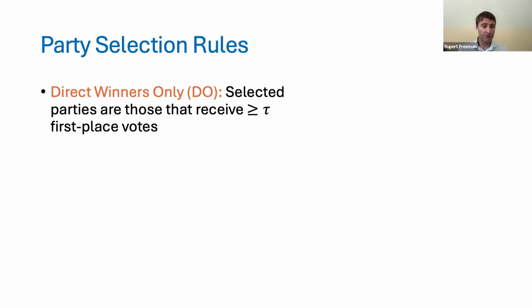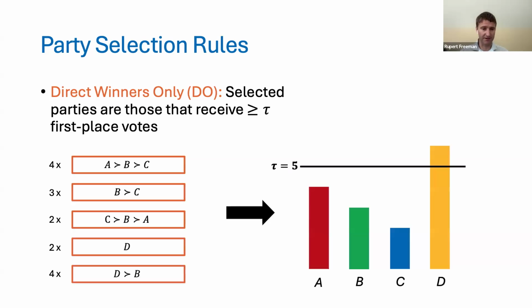Okay. So the first rule that we consider is probably the most similar to the rule that we see implemented in practice. We call it direct winners only, and this works by selecting the parties that receive at least tau first place votes. So here's a little example that I'll use to introduce the rules. We have 5 types of voters, 4 parties, A, B, C, D.